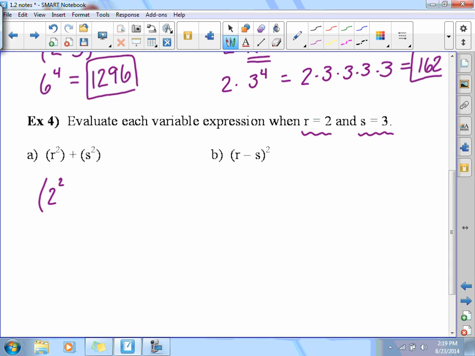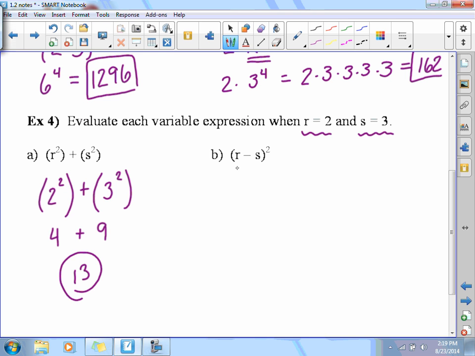So now I have 2 squared in the parentheses. And then I have s squared, and s has a value of 3. So now that's 3 squared. Now the terms in my parentheses aren't completely simplified, so I'm going to do 2 squared, which is 4, plus 3 squared, which is 9. And then I can add those together and get 13 as my value.